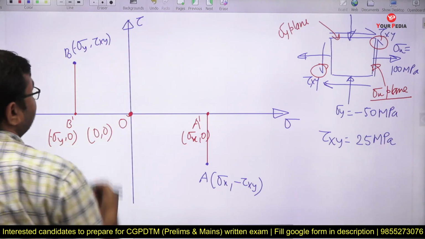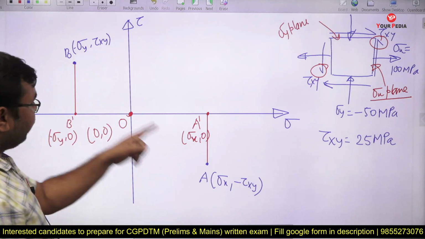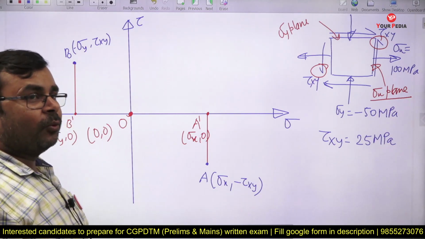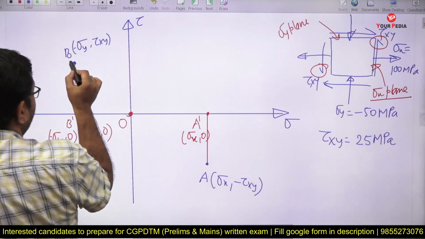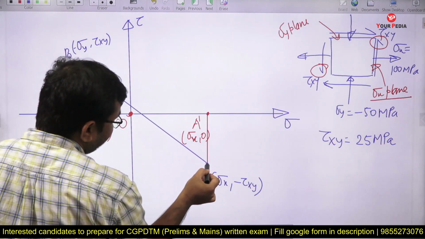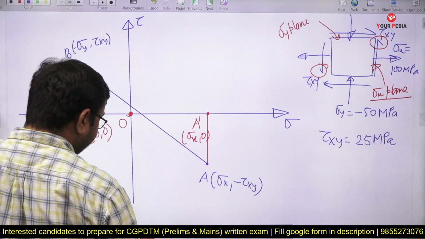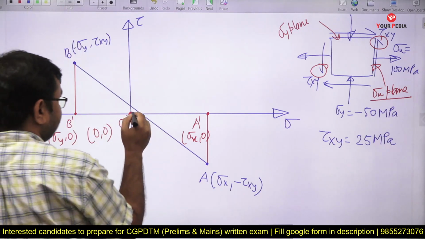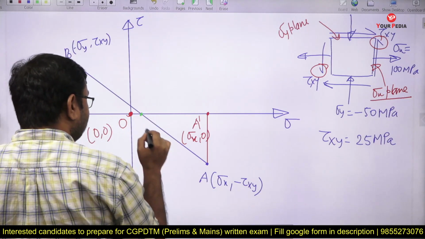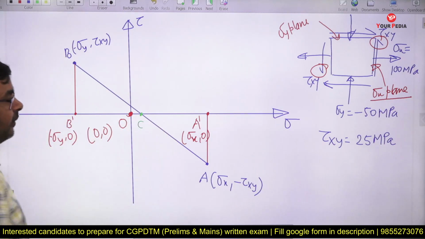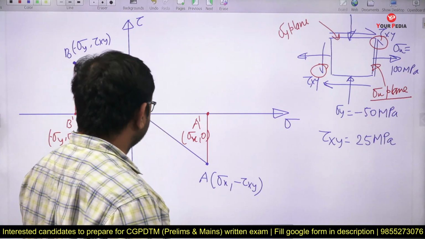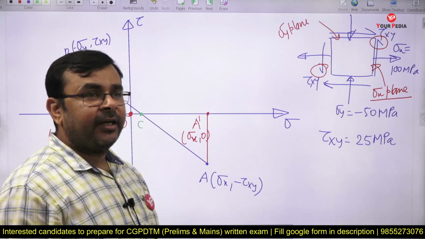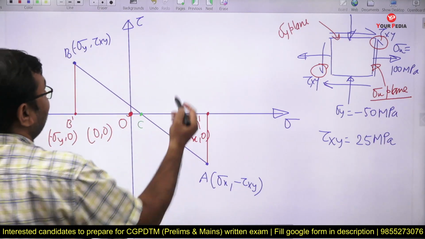Yes or no? So we can get B point as well as A point, and these are the two end points of the Mohr circle. Now I can join these two points with the help of this line. You can see this line intersects the sigma axis at this point. This point is called the center of the circle. So now the question is, what is the center coordinate of the circle?